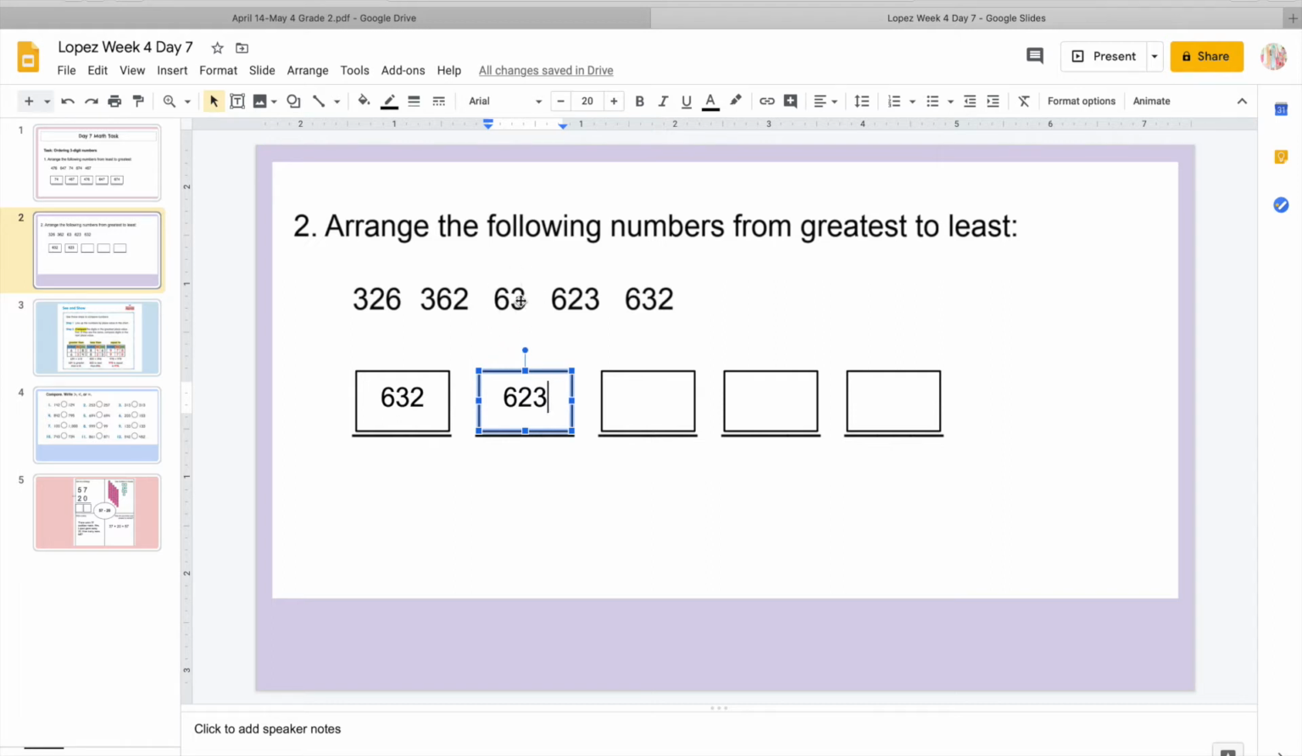Again, we know 63 is going to be last because that has the least value, so I can go ahead and plug that in now. And we are going to focus on 326 and 362.